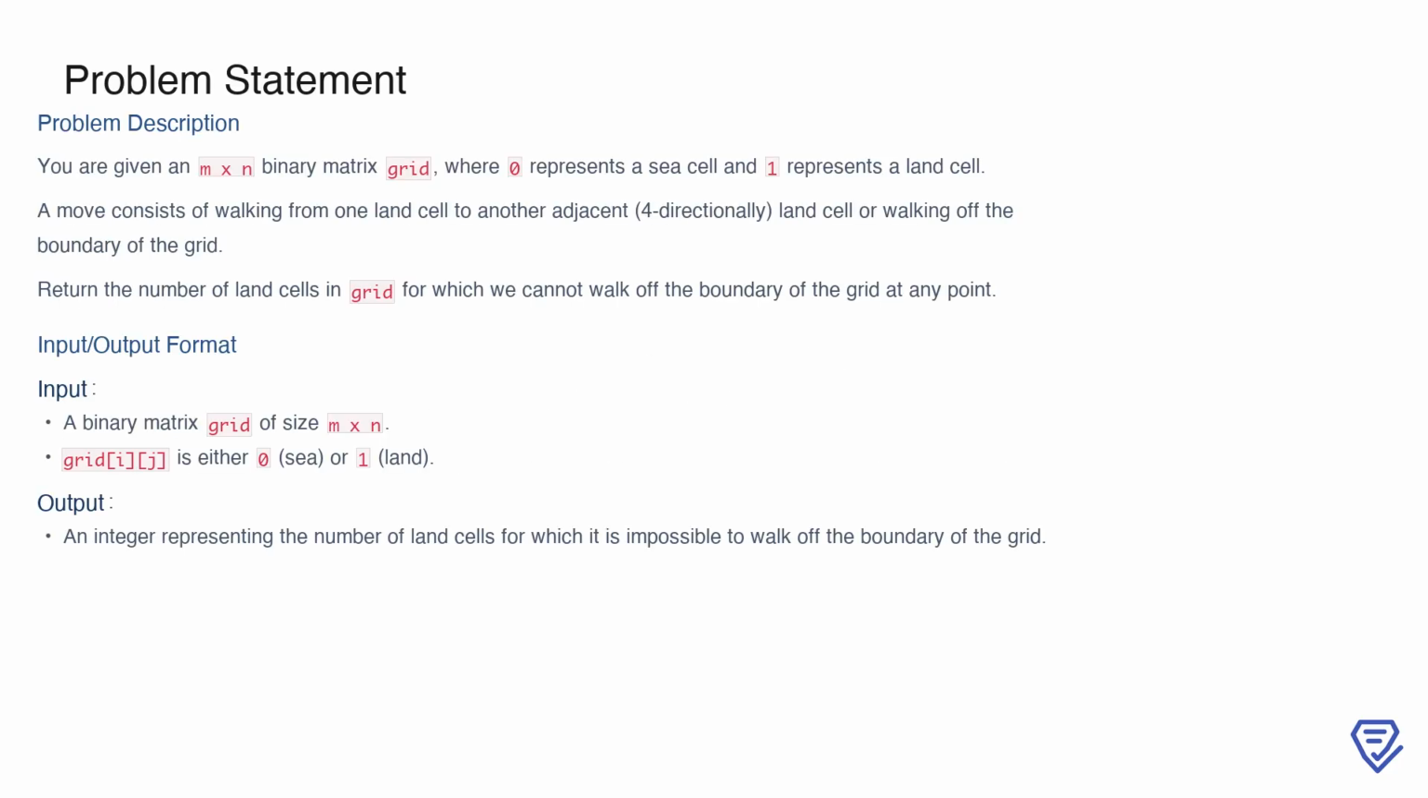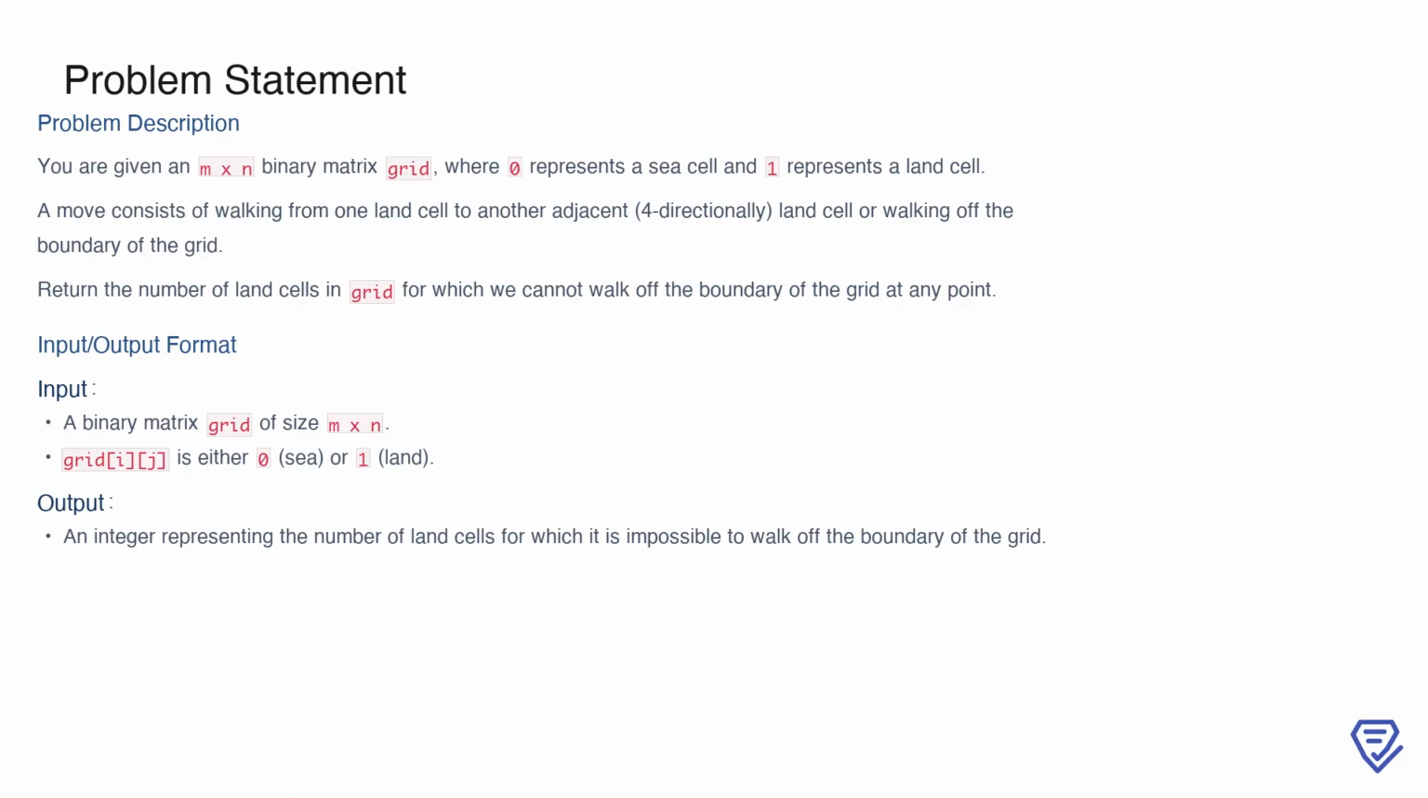This problem asks us to work with a binary matrix called grid, where each cell is either 0, representing the sea, or 1, representing land. The task is to determine the number of land cells that cannot reach the boundary of the grid. A land cell can move to any of its adjacent land cells in the four cardinal directions: up, down, left, or right. If a land cell can ultimately connect to the boundary of the grid, it is not counted. However, if it is completely enclosed by other land cells and cannot reach the boundary, it is included in the result. The output for this problem is a single integer, which represents this count of enclosed land cells.